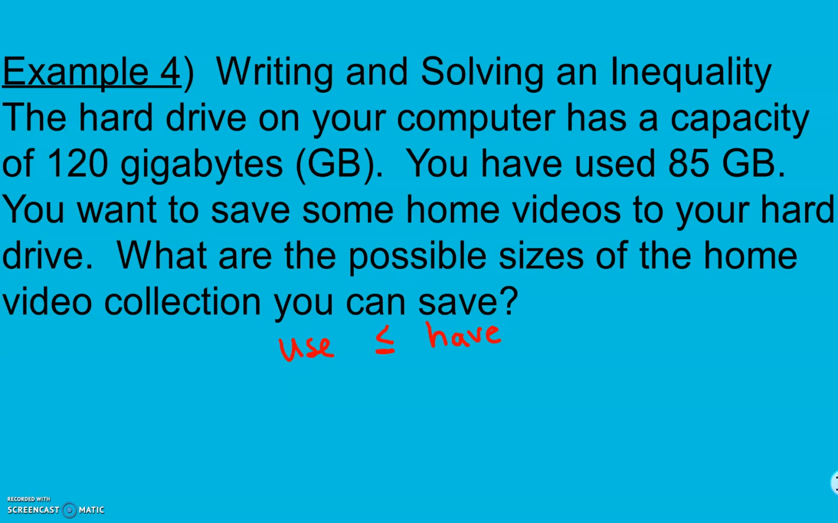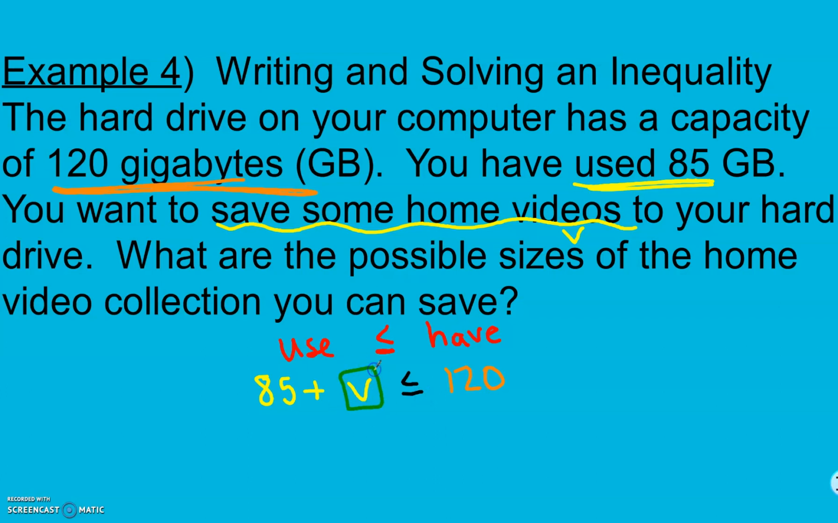So here, the amount that we have is 120 gigabytes. The amount that we use is 85, plus we want to save some videos. My variable is being added by 85. It's a positive 85 here. I get rid of that by subtracting. Whatever I do to one side, I have to do to both. 85 minus 85 is 0, so all I have left is v is less than or equal to 35, and my label here is gigabytes.